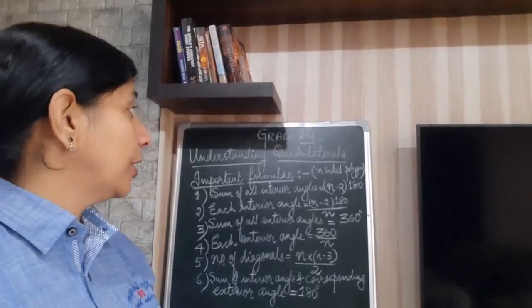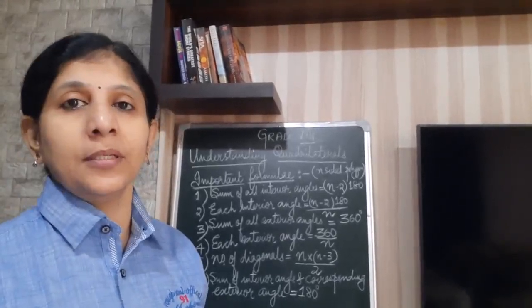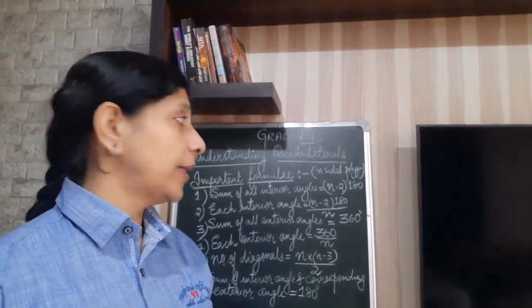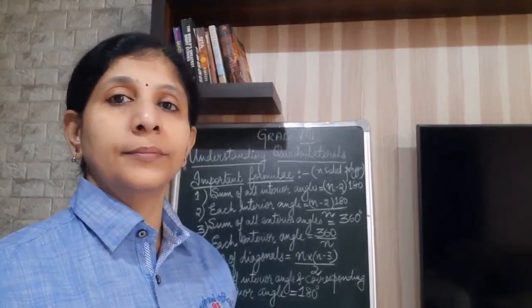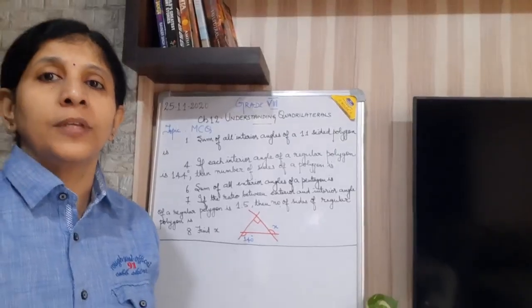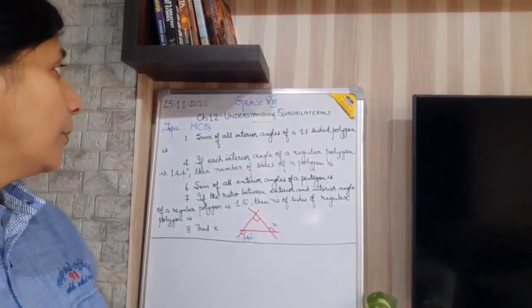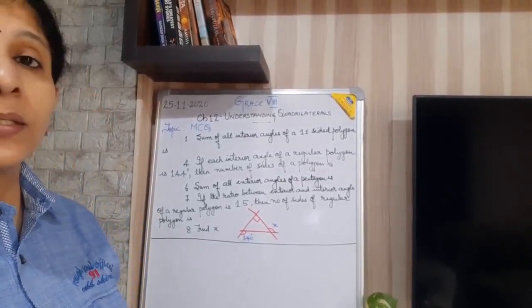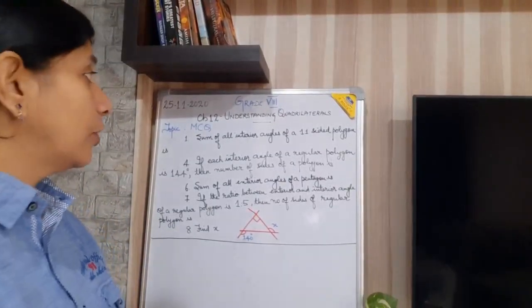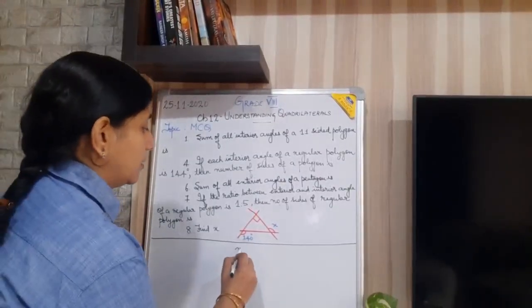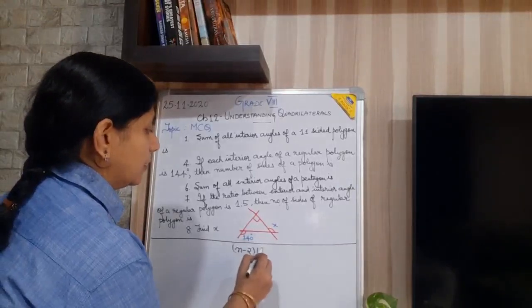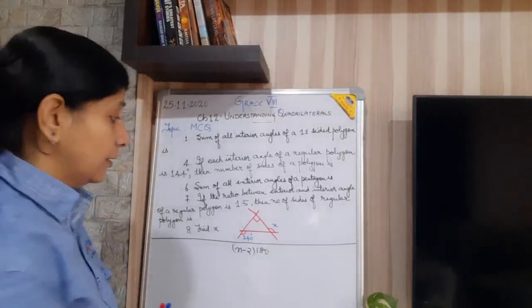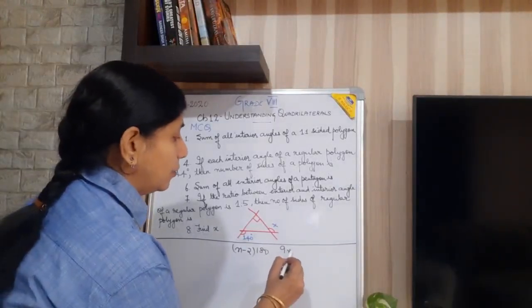So these are the important formula that you have learned in this chapter, and we will go for the MCQ questions. Okay, we are going for the first question. Sum of all interior angles of an 11-sided polygon. So the number of sides is 11. What is the formula for the sum of all interior angles? (n minus 2) into 180. So here n is 11, so it is 9 into 180.